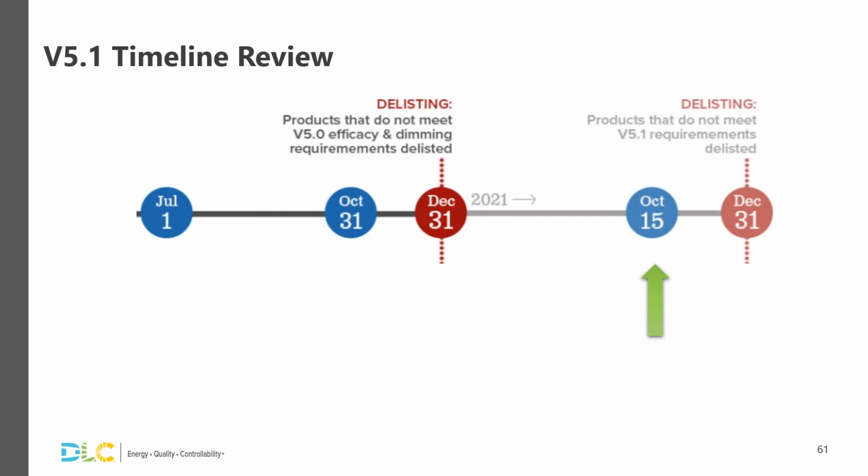This October 15th date is a date of when you are updating a version 5.0 product to version 5.1. All your update applications must be submitted by this October 15th of 2021 date.